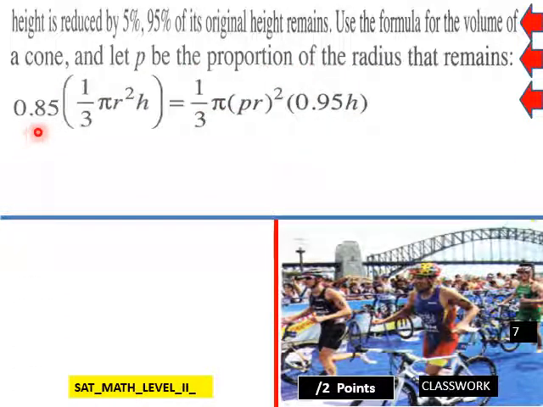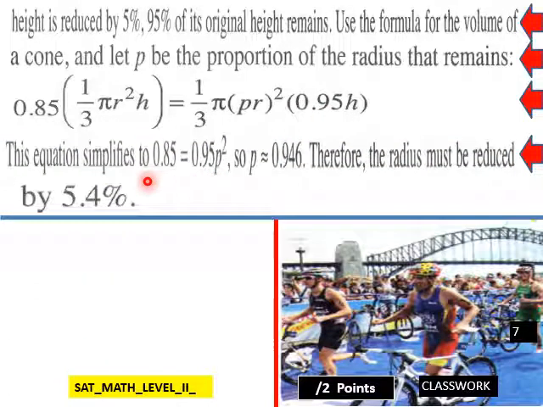So we got 0.85 times 1/3 pi r squared h, which would equal 1/3 pi times pr squared multiplied by 0.95 h. This equation simplifies to 0.85 equals 0.95 p squared, so p equals 0.946. Therefore, the radius must be reduced by 5.4%. So that's a pretty cool way of finding that one out.